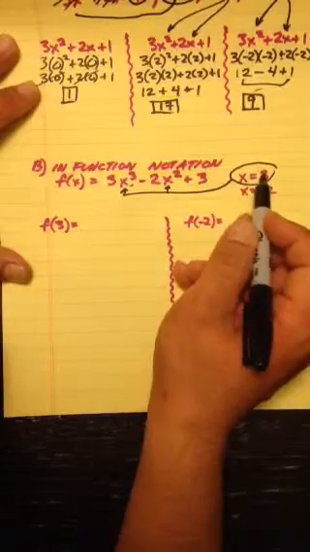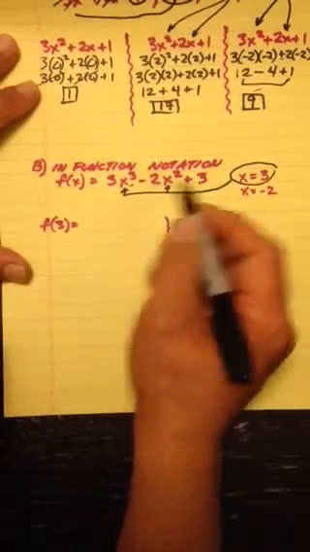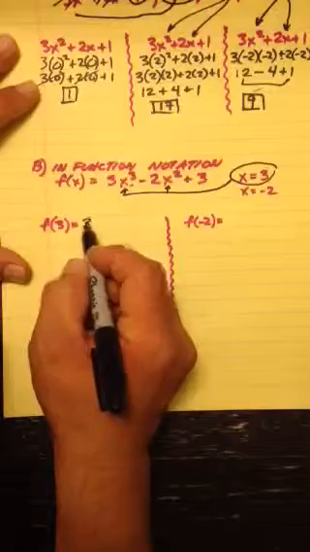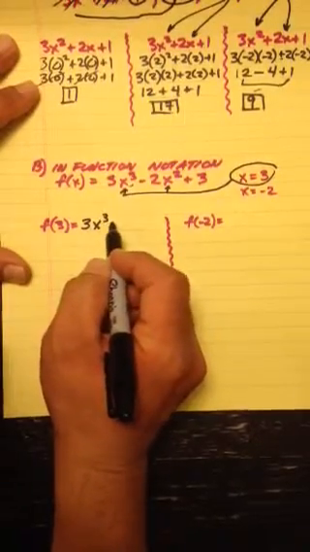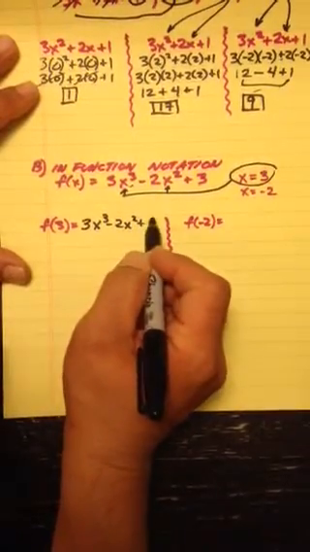So it has nothing to do with this 3. That was just part of the basic function. Let's do that. So we're going to rewrite it: 3x cubed minus 2x squared plus 3.